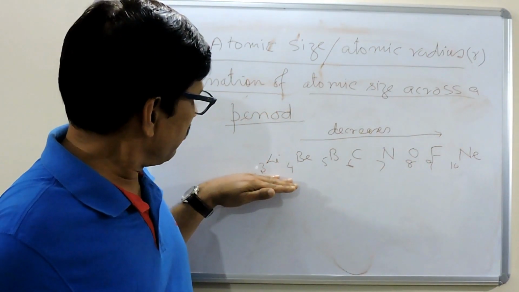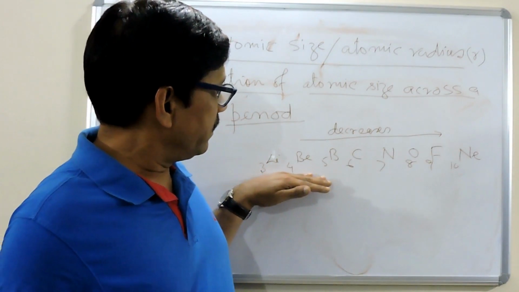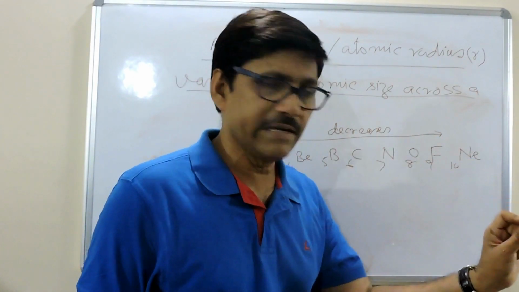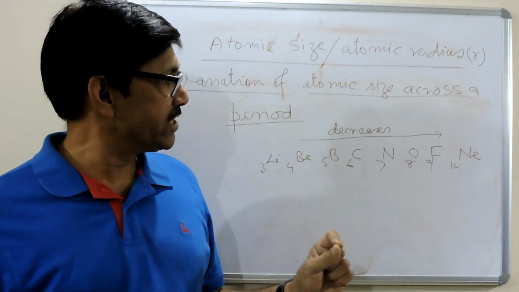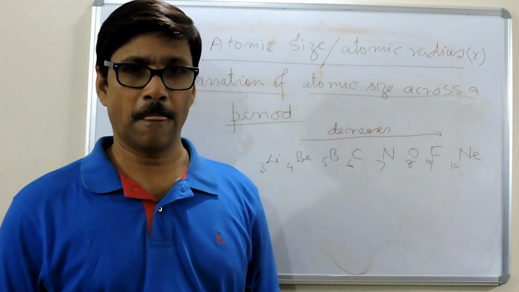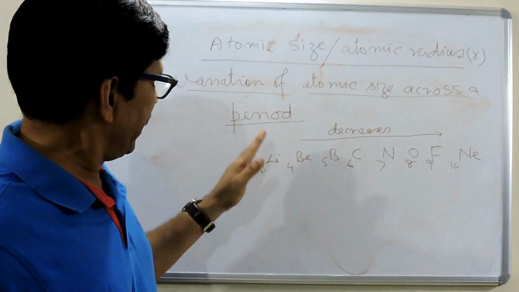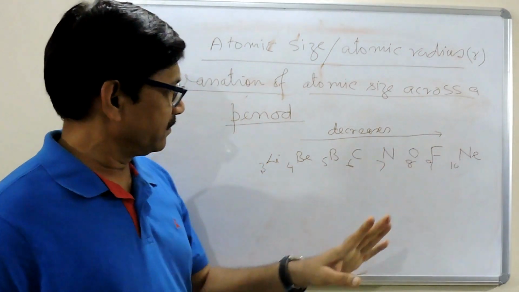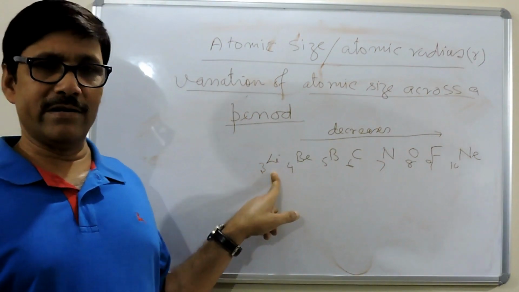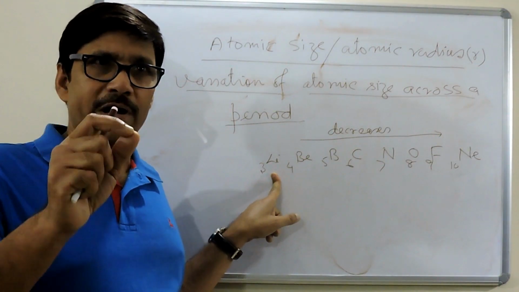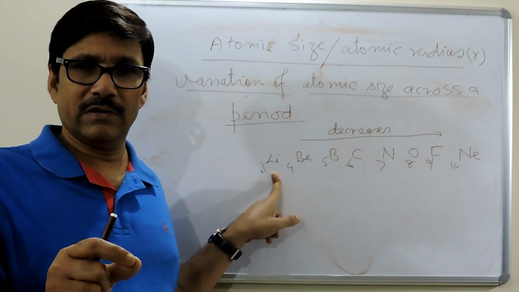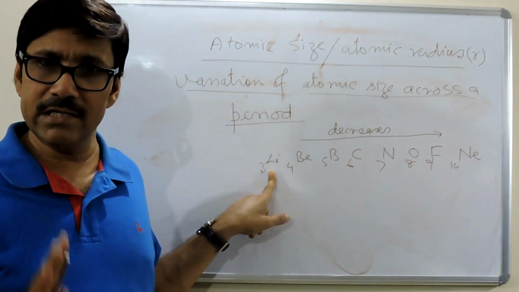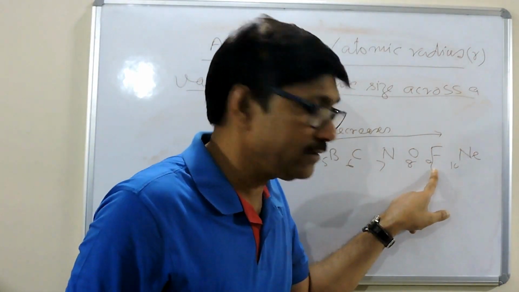Otherwise, the normal trend is what? It will decrease from left to right up to the halogen, but after that, for the inert gas, there is a slight increase in size due to inter-electronic repulsion. Now one thing more here. In any period, the first element, that is the alkali metal, will have the largest size. In this case, lithium will have the largest size and fluorine will have the smallest size.